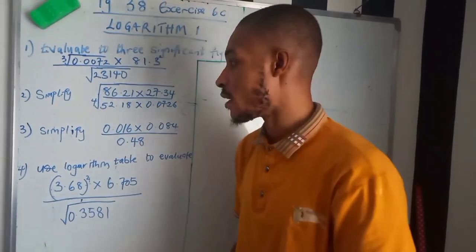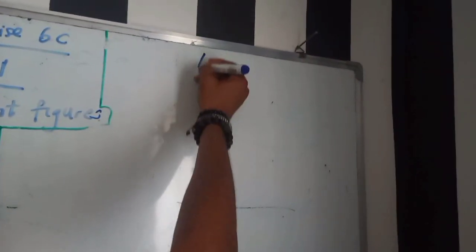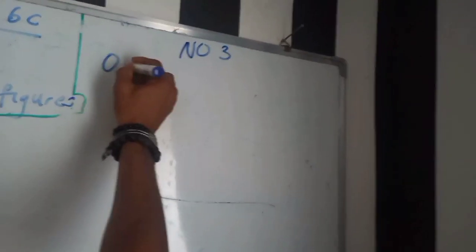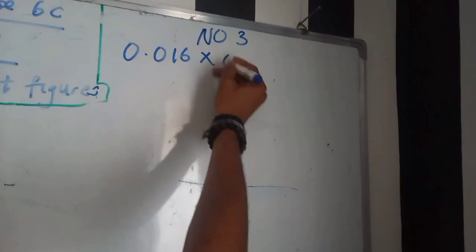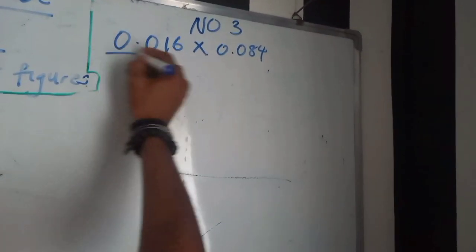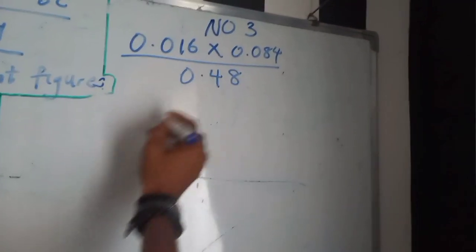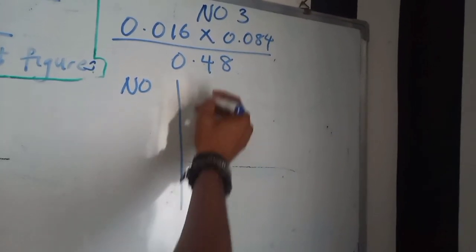Okay, without wasting time, let's go to the number 3 question. It says 0.016 multiplied by 0.084 divided by 0.48. So this is my number and this is my log.